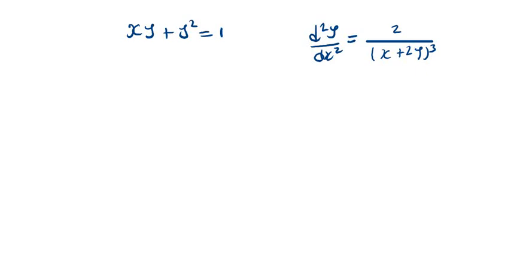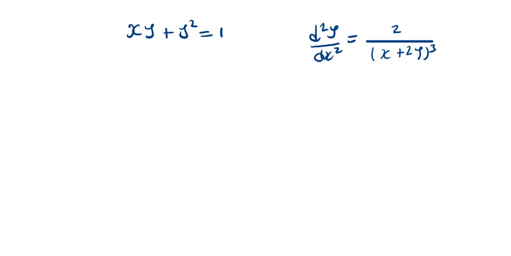Hi. So we are given a function xy plus y squared is equal to 1, and we are required to show that the second derivative of what you have here is equal to that. So this is a very simple question because we have a guide of how the answer is going to look. Okay, so let me first of all find the first derivative.